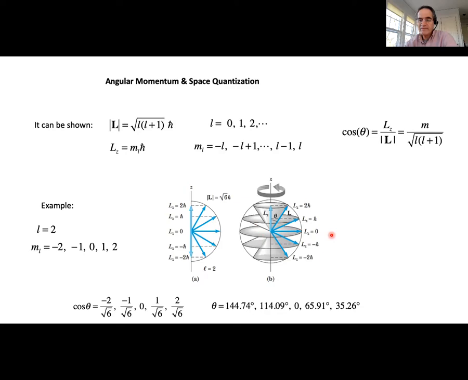This is kind of strange, but it's a consequence of the fact that the magnitude of the angular momentum is quantized and the z component is separately quantized. Sometimes this is called space quantization, since what we're doing is specifying the different values that the orientation of a vector can take on in space. All right.